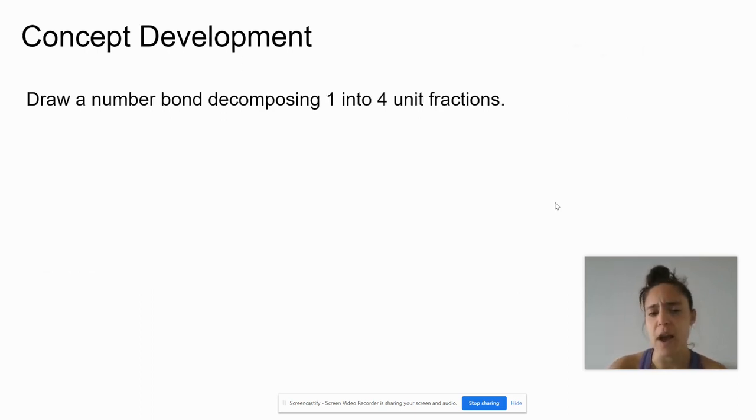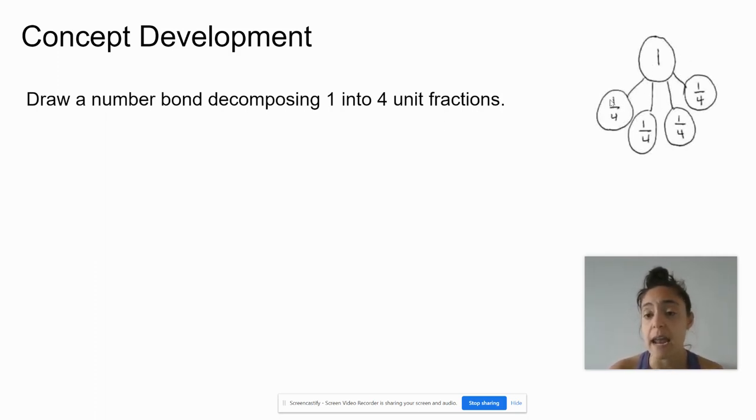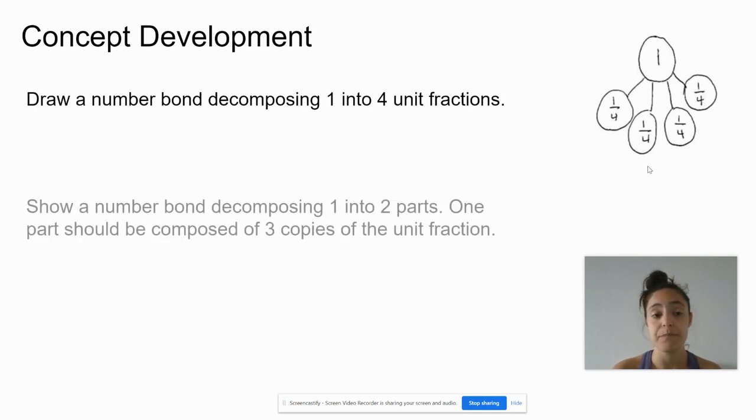Now, let's try using fractions. So it's the same concept, very similar. So again, draw a number bond decomposing 1 into 4 unit fractions. So I know my total is 1 because I'm decomposing 1 into 4 unit fractions. So my fractional unit tells me I need a fraction. So I have my 1 up here, and I have one group of 1/4, another group, a third, and a 4th group of 1/4. So I'm keeping them all separate, and I'm breaking it into 4 unit fractions.